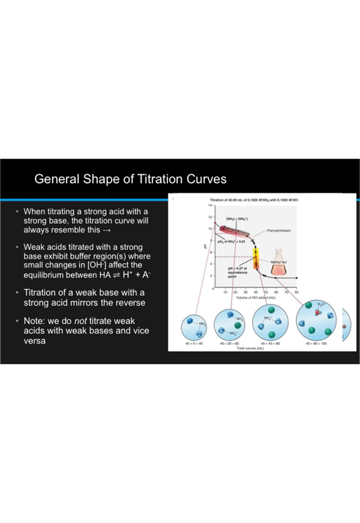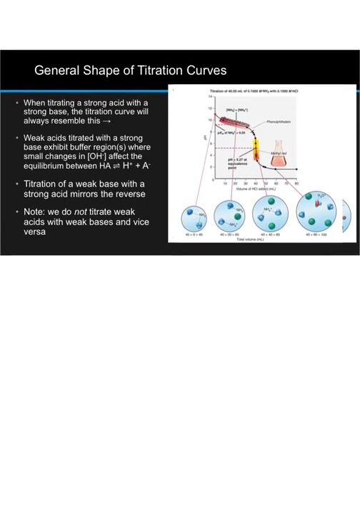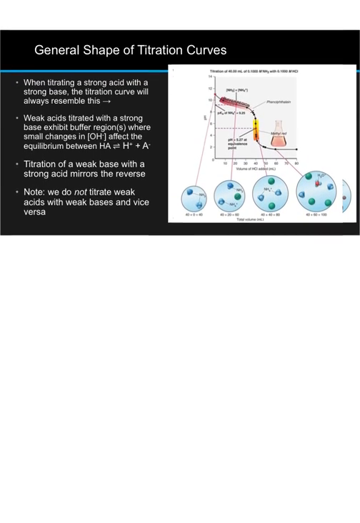Generally speaking, when we titrate a weak acid with a strong base or a strong base with a weak acid, we get significantly different looking titration curves. Of note, we'll never titrate a weak acid with a weak base or vice versa because things would just get too complicated. So we'll only consider 2 scenarios here: adding a strong acid to a weak base, or adding a weak acid to a strong base.